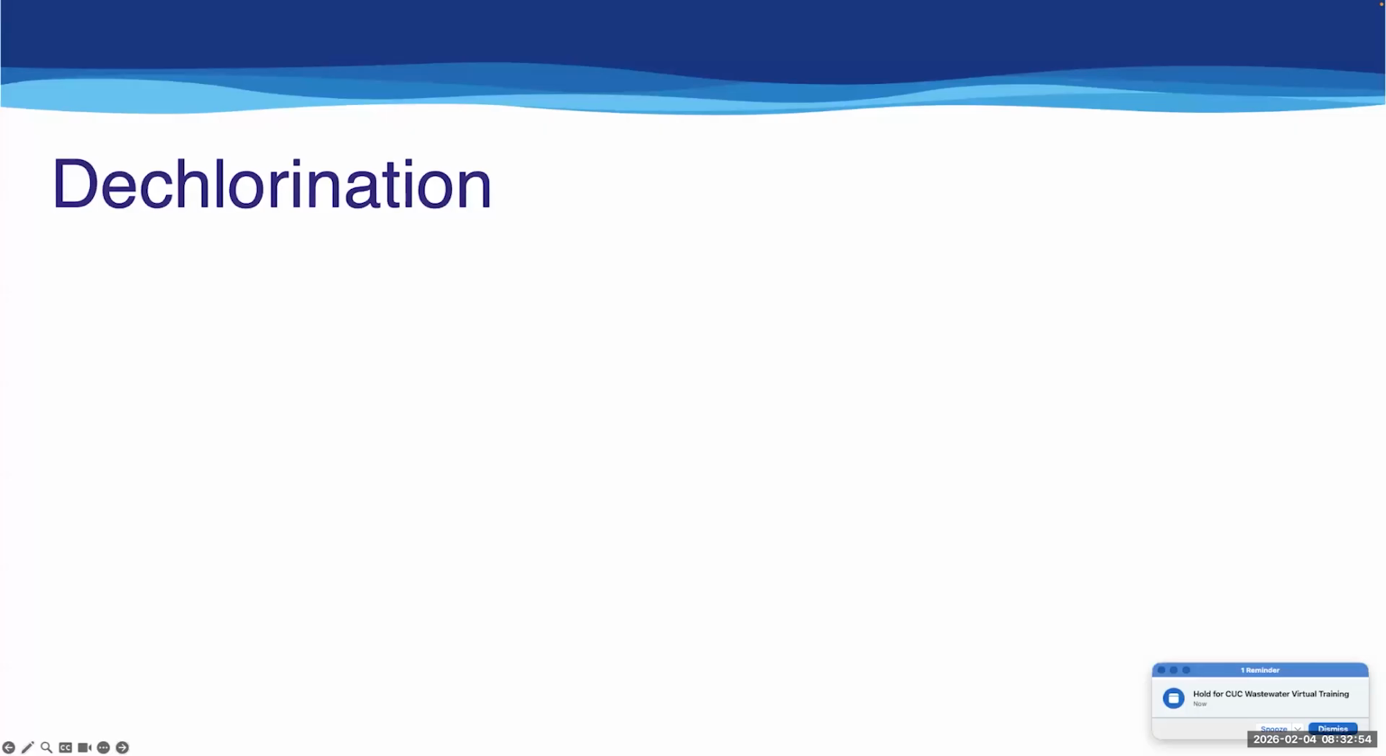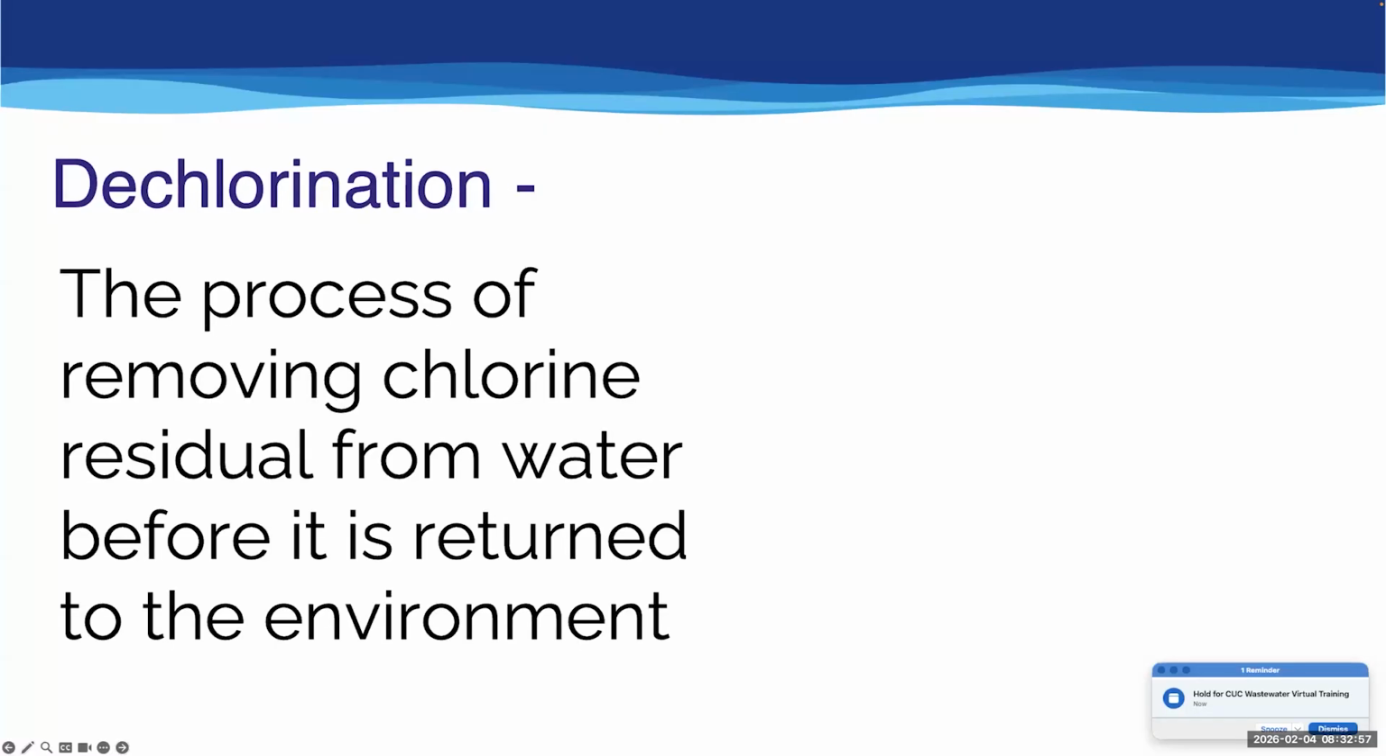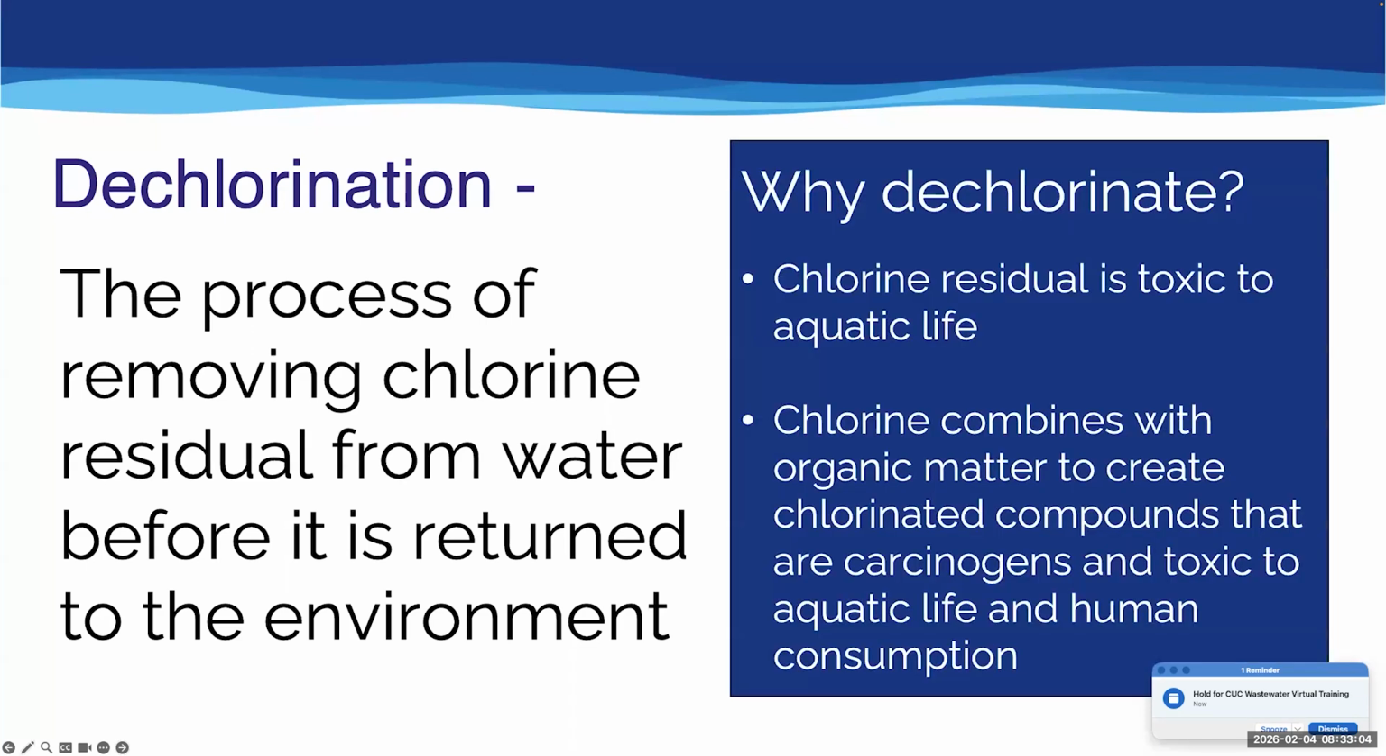So what is dechlorination? It's just the process of removing that chlorine residual from water before it's returned to the environment. And again, it's because it's toxic. And it will also, again, combine with organic matter to create those chlorinated compounds that can be carcinogenic and toxic to aquatic life and humans. Basically, it's the same problem that you potentially have in stagnant drinking water pipes, those chlorine byproducts being created over time. The same thing can happen in the wild.